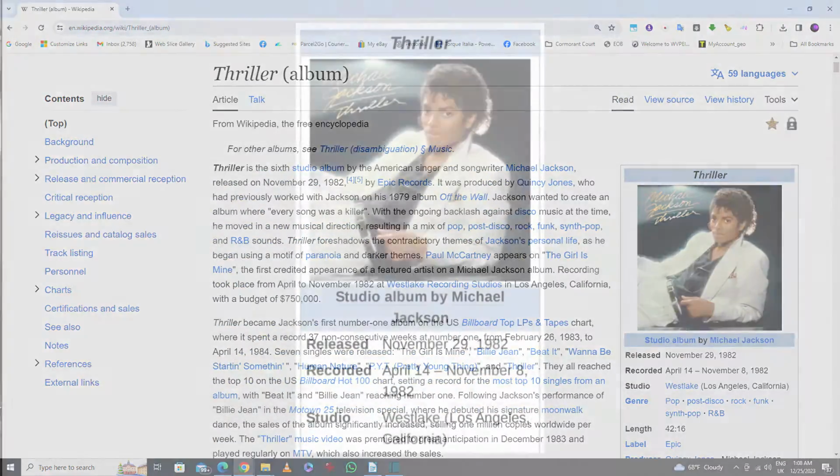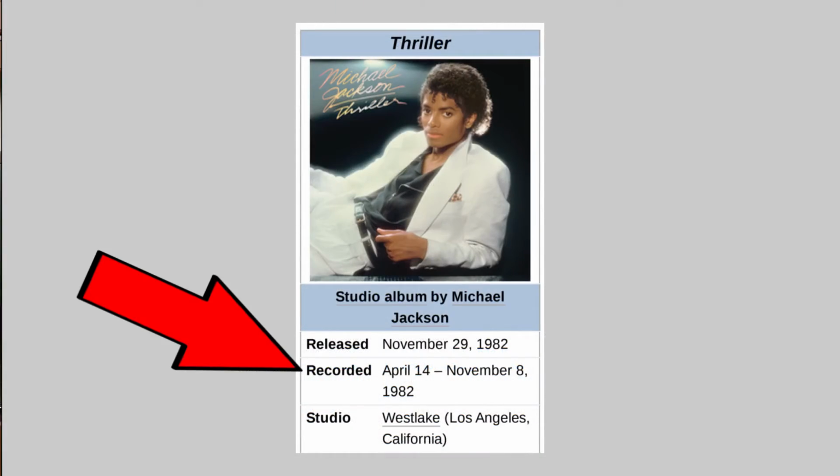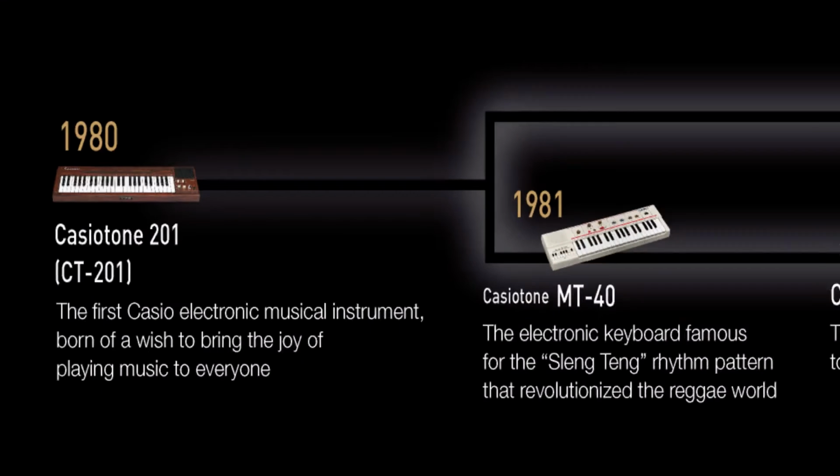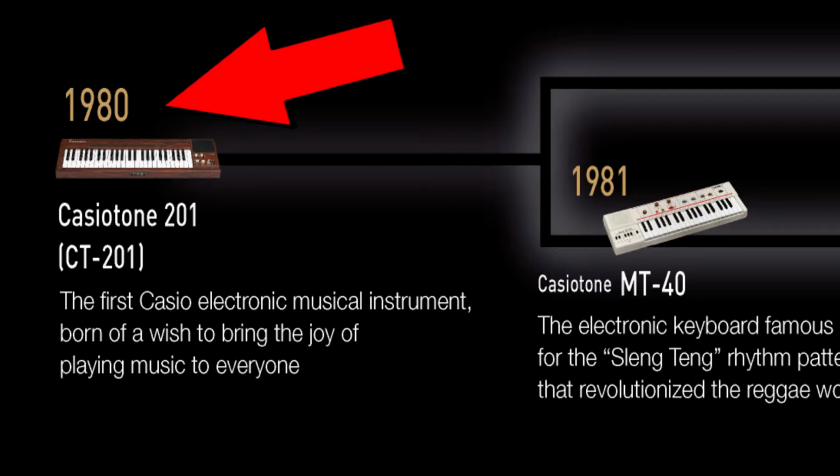Thriller was recorded between April and November of 1982. Therefore, the Casio keyboard models that could potentially have the Frog preset would be those that were available during this era, and possibly a little later. Of note, Casio had only been producing home keyboards since the end of 1980, so the number of models that might have the Frog sound is not actually that many.